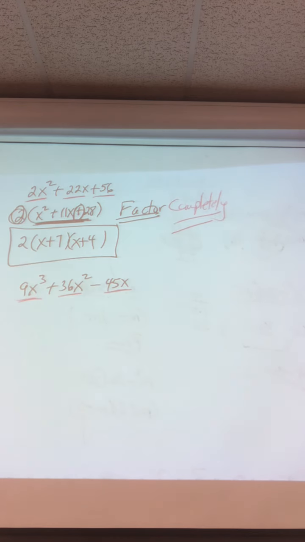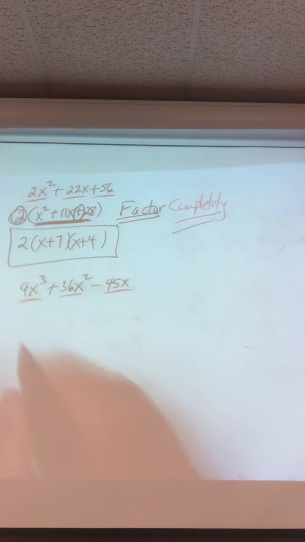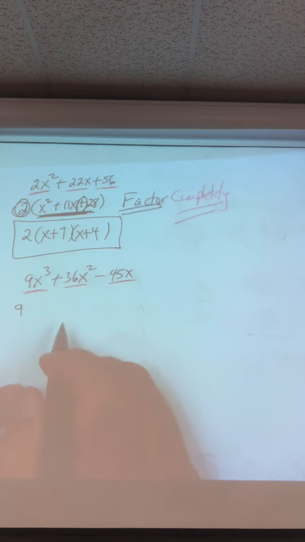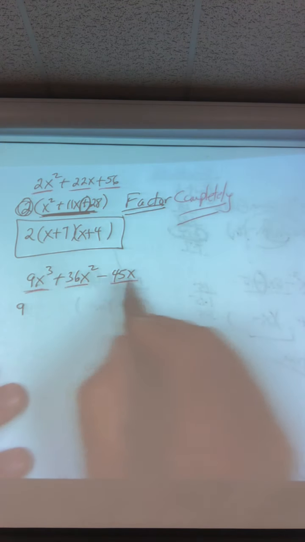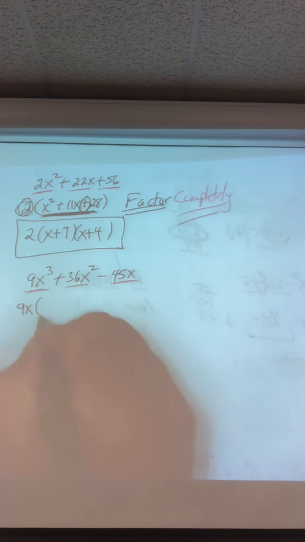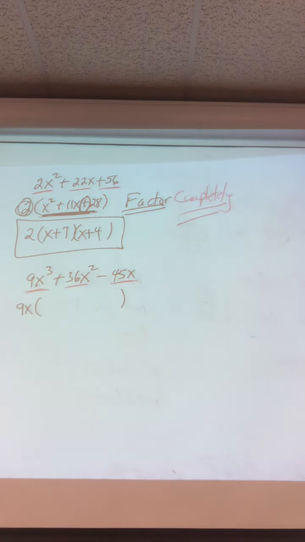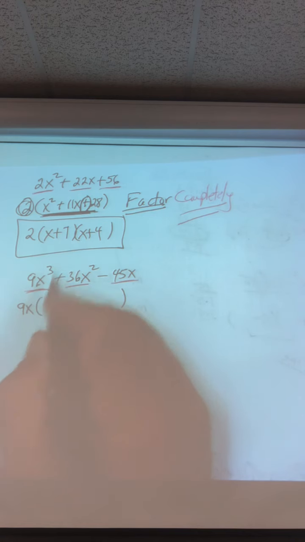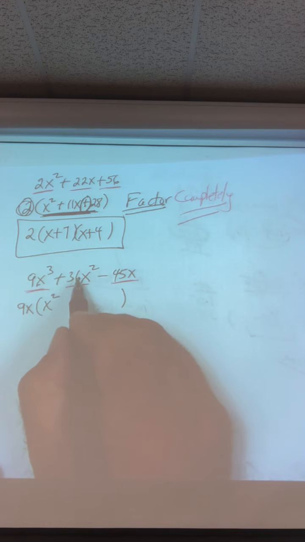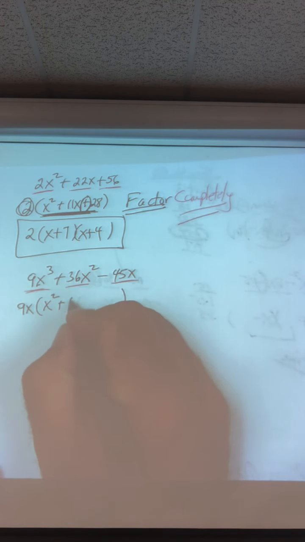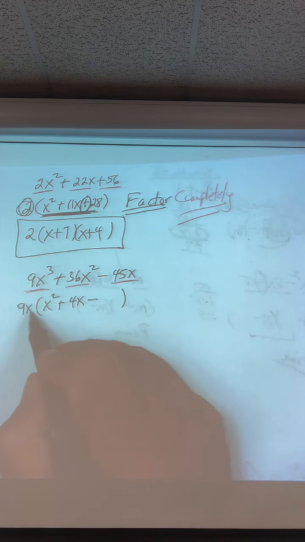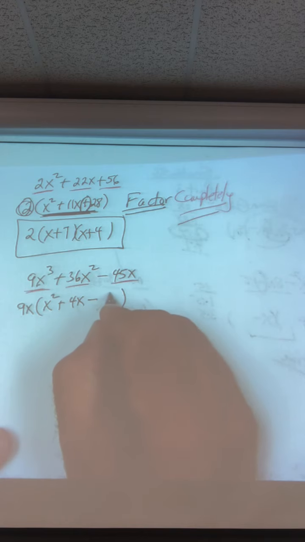36, 9, and 45. 9 goes into every one of these. But that's not all. X cubed, x squared, x to the first. So I can take a 9x out of every one of these. Now see what we have left. 9x into 9x cubed would be x squared. 9x into 36x squared would be plus 4x, minus, and then 9x into 45x would just be 5.